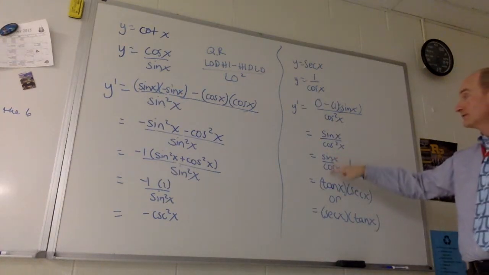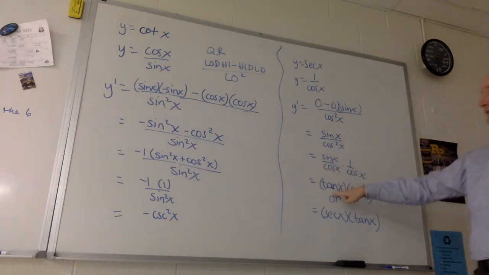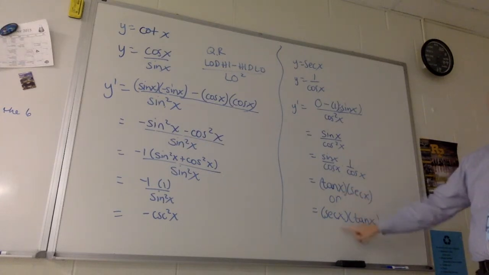And by quotient relations, sine x over cosine x is tangent x. Reciprocal relation, 1 over cosine x is secant x. So my derivative is tangent x times secant x, or, as you may see it, secant x times tangent x. And that's the derivative of the secant function.